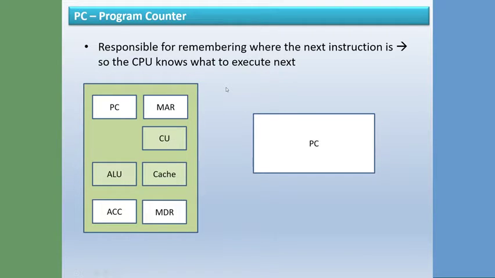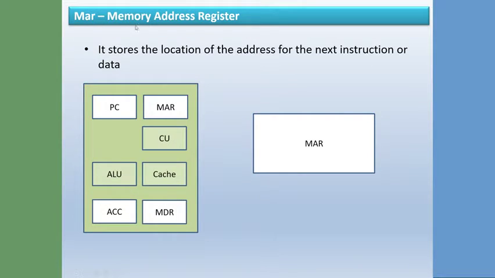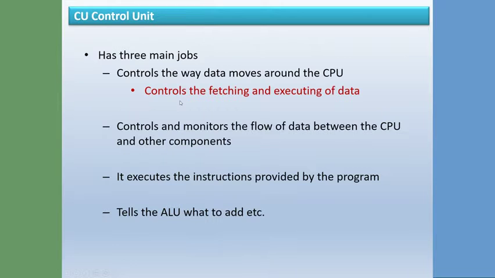Okay. So the program counter is responsible for remembering where the next instruction is. That's what it does. It keeps a count of the instructions, starting at 1, and it goes through each instruction until it finds the last instruction, which symbolizes an end. So we now know we need to end the program. The memory address register stores the location of the address for the next instruction or data to be carried out. Okay, that sits up here.